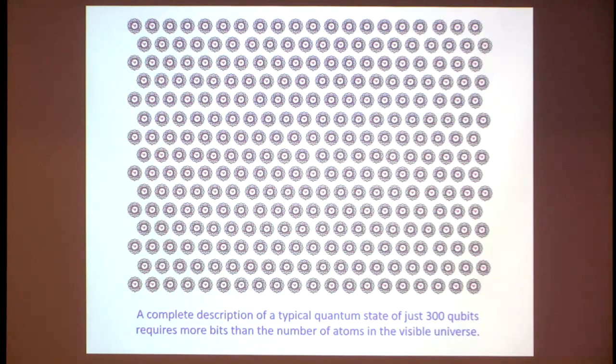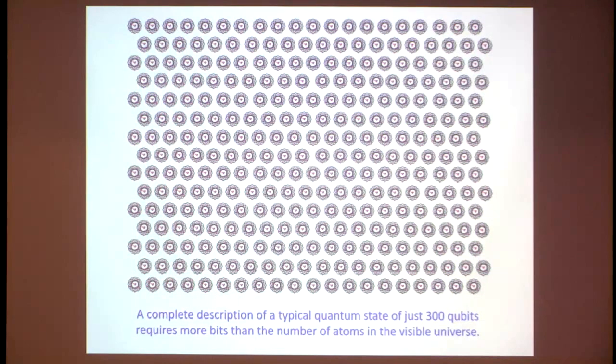So for just a few hundred qubits, like 300, the number of numbers you would have to write down, the number of dimensions in that vector space, is larger than the number of atoms in the visible universe. It'll never be possible to write that description down. Why would you want to write it down? Because it encodes all the correlations among the qubits in some particular quantum state.